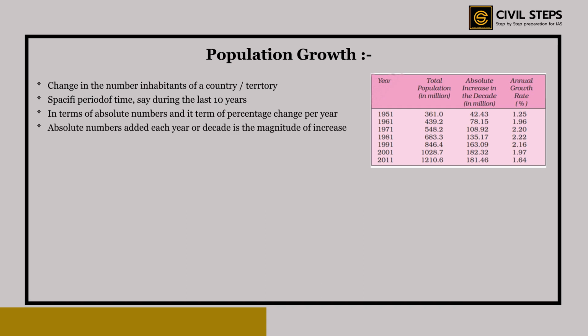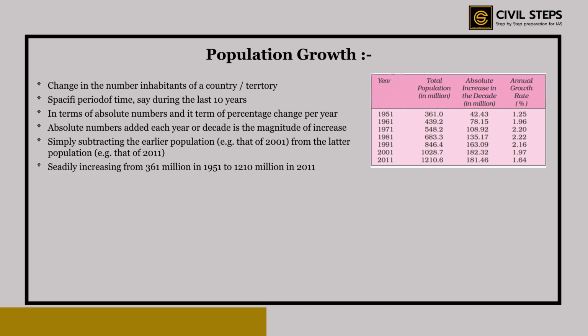The absolute number added each year or decade is the magnitude of increase. It is obtained by simply subtracting the earlier population, for example that of 2001, from the latter population, for example that of 2011, and this is referred to as the absolute increase. India's population has been steadily increasing from 361 million in 1951 to 1,210 million in 2011. The rate or the pace of population increase is the other important aspect.